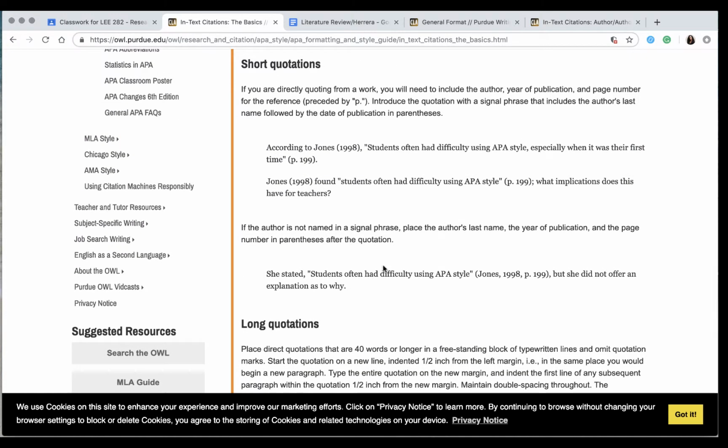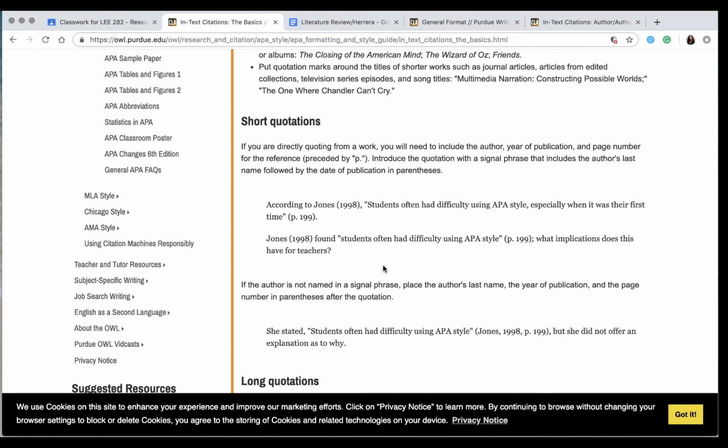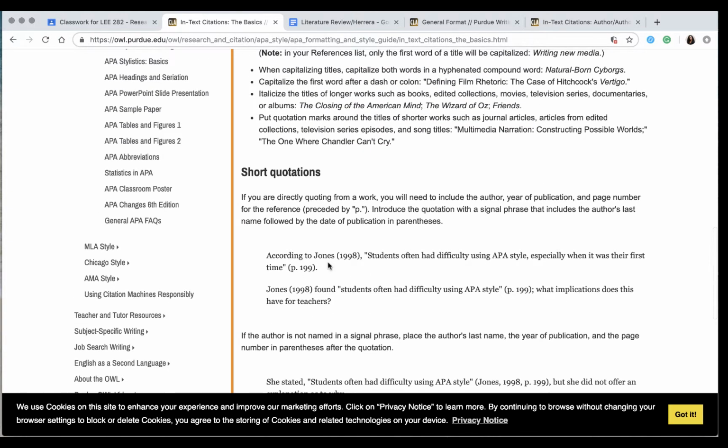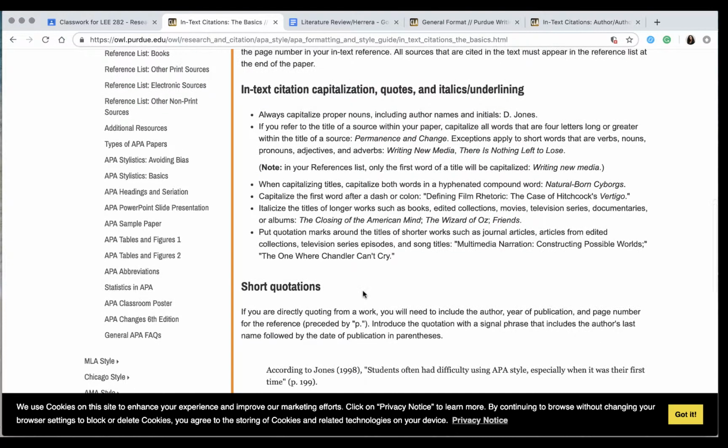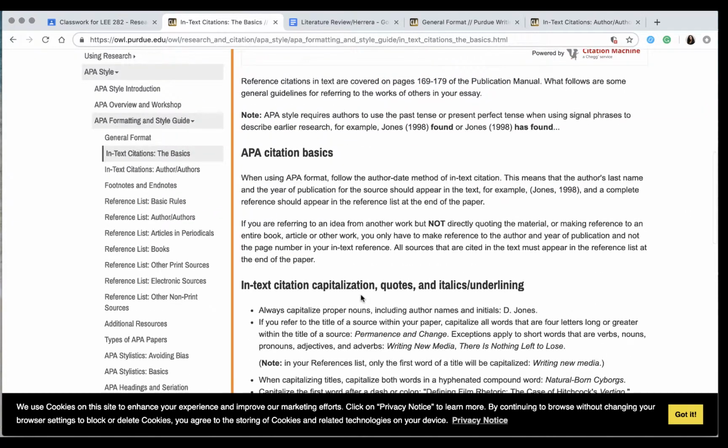And I might have commented on this for some of you. For your literature review, your quotations are to be kept at a minimum. You're mostly doing synthesis of the readings, right, and paraphrasing. So you're not using a lot of quotations. Just a heads up on that.